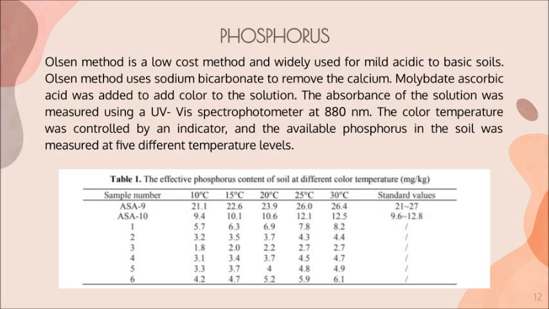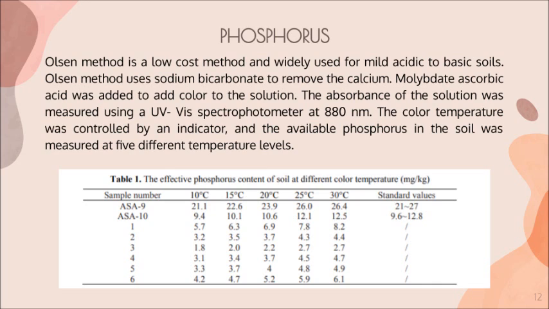Sodium bicarbonate has been widely used for soil phosphorus because the bicarbonate ion can remove calcium from the system, solubilizing the calcium phosphate, and it is then measured as an index of availability of phosphorus. Molybdate ascorbic acid reagents react in acidic solution with orthophosphate to form a heteropoly acid, which can be reduced by ascorbic acid to form an intense blue color. And then the absorbance was measured at 880 nanometers.